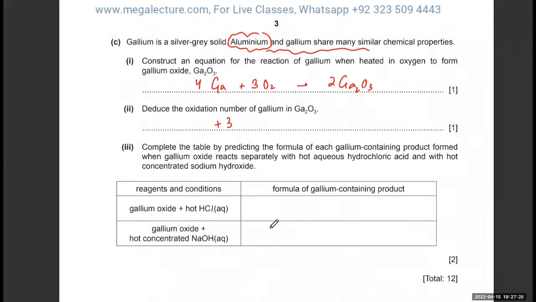So the answer to this one is that gallium oxide with HCl is going to form gallium chloride, and with NaOH, it's going to form NaAlO2. I'm just going to replace the Al with gallium.